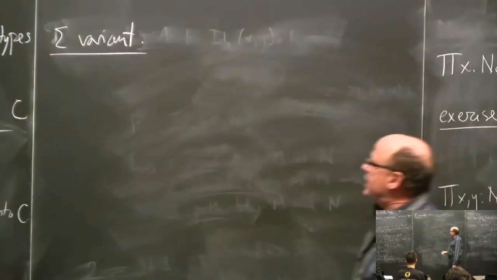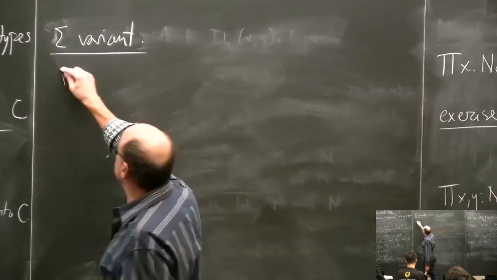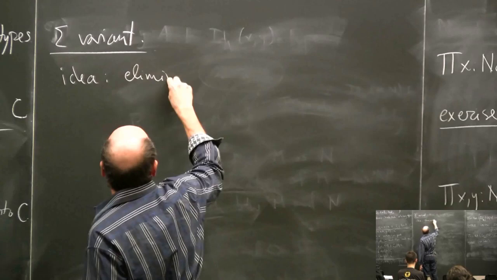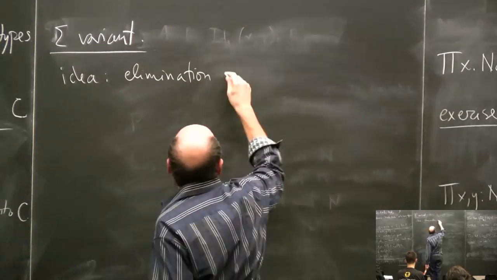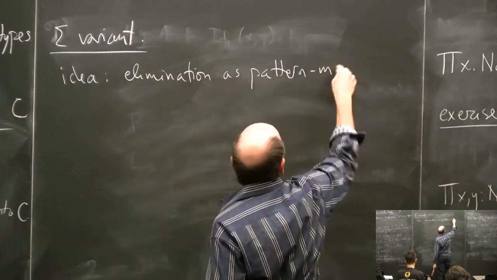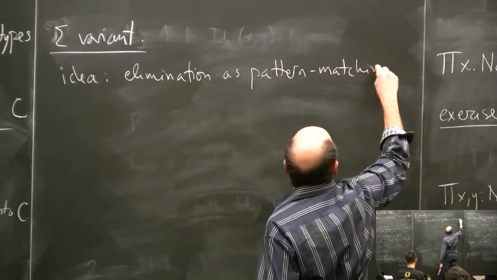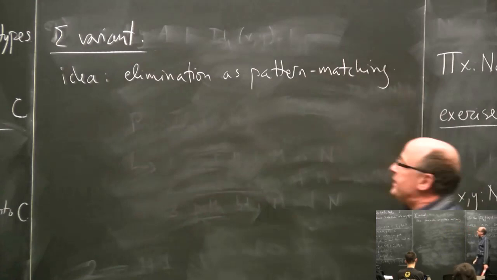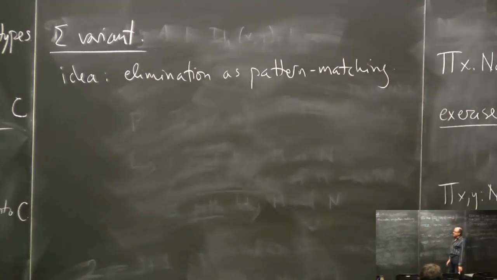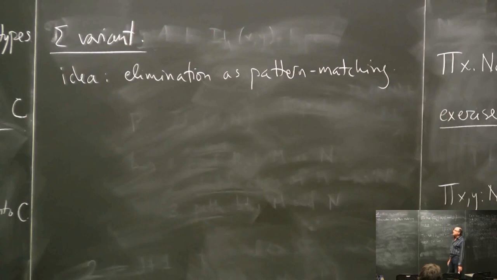So let me just write down what it is, and then I'll explain. The idea is you do elimination as pattern matching. In other words, you phrase it as an induction principle. It seems very strange to phrase it as an induction principle because the only thing there is in a pair in a sigma type is a pair. So what are you inducting over?